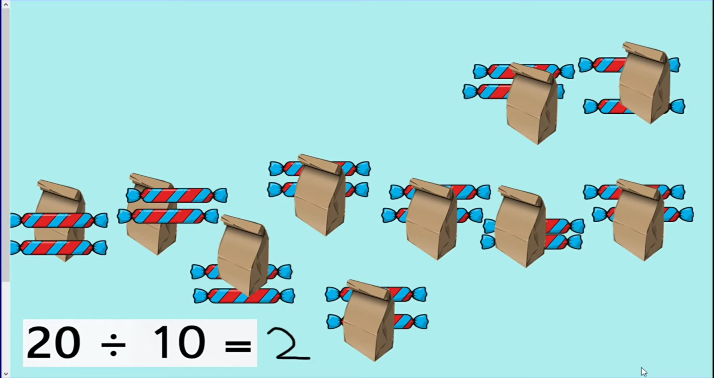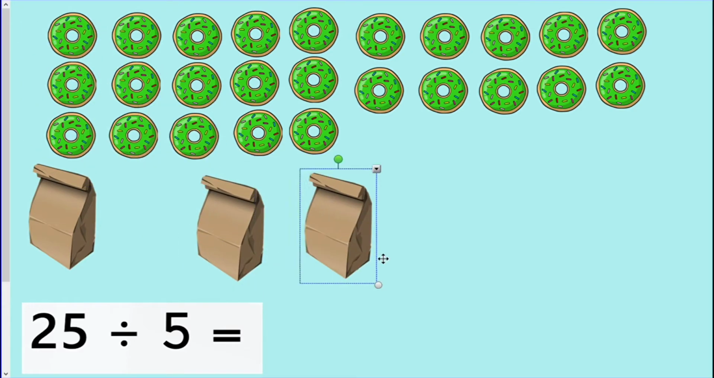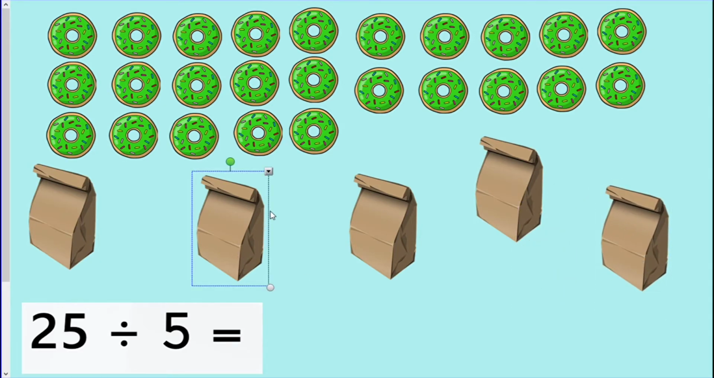Should we do another example and you can practice these at home? So now I've got 25 divided by 5, which means I have 25 donuts and I need to share them equally between 5 groups. 1, 2, 3, 4, 5. Let's make sure that these are all in the right place. Right, okay, so I have 25 donuts shared equally between 5 groups.